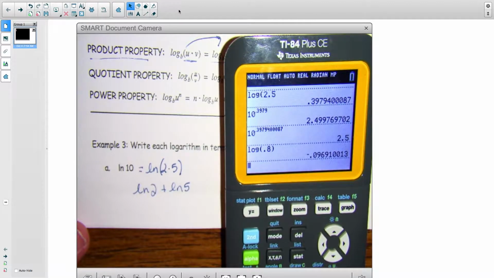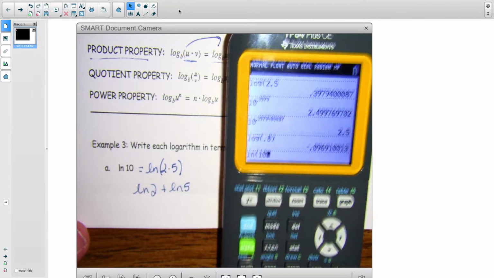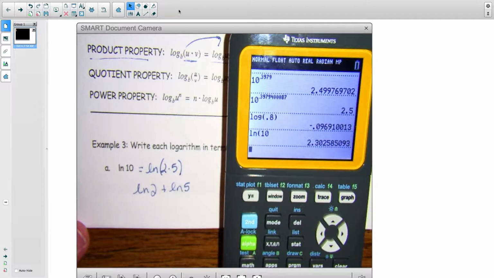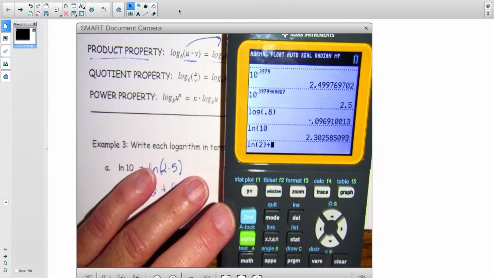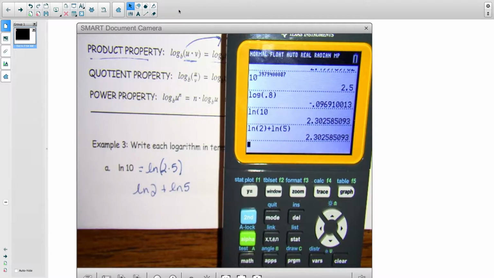Let's verify that that's true. Natural log of 10 is 2.3025. Natural log of 2 plus the natural log of 5 better be the same thing, and you can see that it is. Questions on that one?